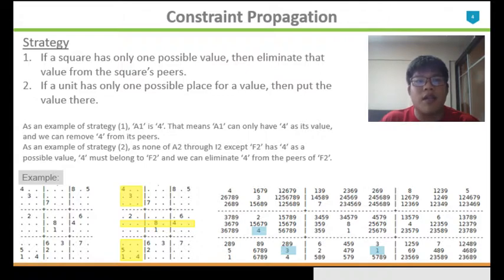That means A1 can only have 4 as its value, and we can remove 4 from all its peers. As an example of strategy 2, as none of A2 through I2 except F2 has 4 as a possible value, 4 must belong to F2, and we can eliminate 4 from the peers of F2. The newly filled square highlighted in blue is a result of strategy 2 as well.